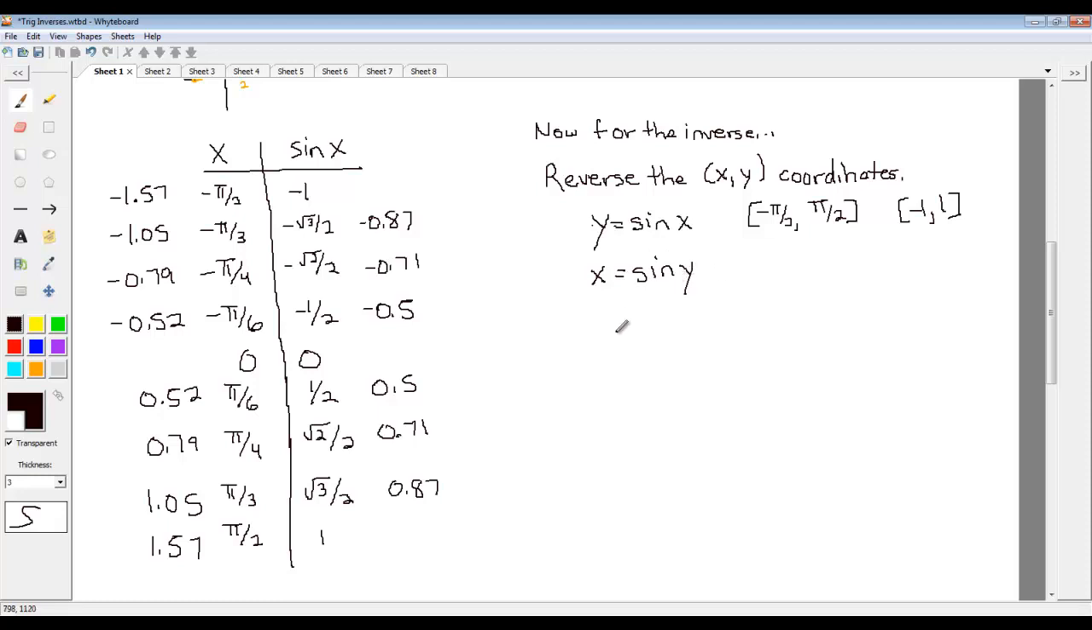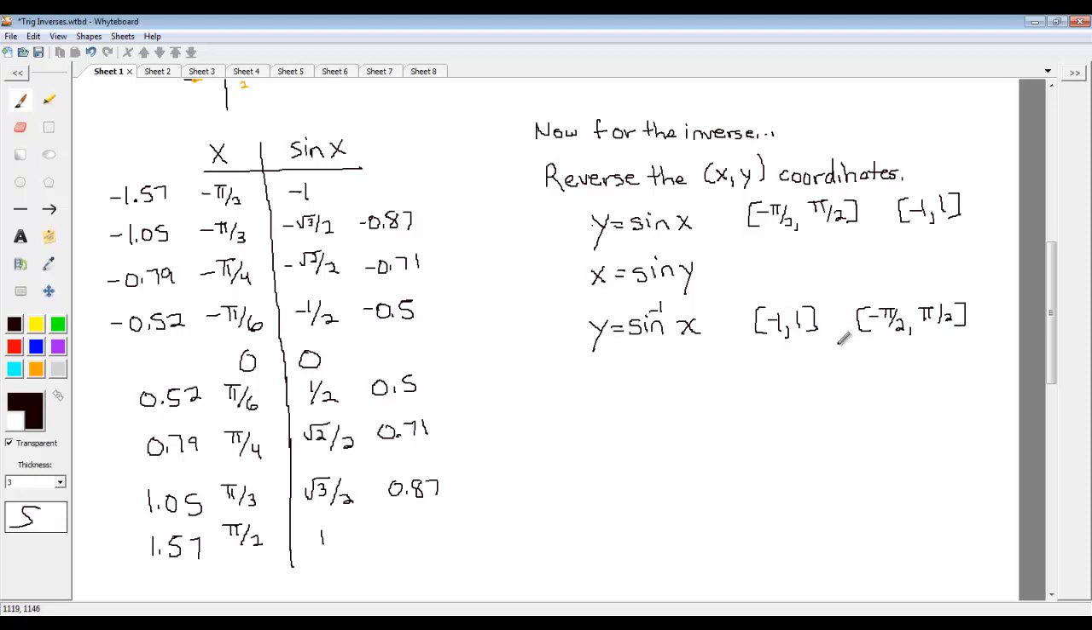So then you end up with y equals inverse sine of x. So then you're going to swap, so that means now your x values are going to go over negative 1 to 1. What was the range of your sine x is going to be the domain of your inverse sine. And what was the domain of your sine x is going to be the range of your inverse sine.